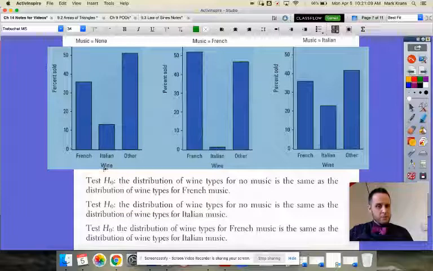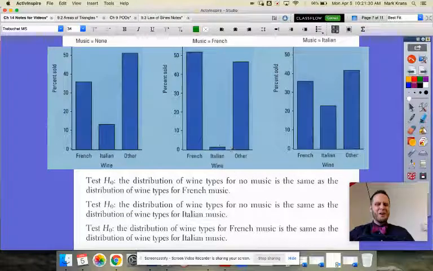But you can see wine ordered when there's no music playing, French music playing, Italian music playing, okay? And it looks like there's a difference in these distributions, right? The Italian column is fluctuating a lot. The French column goes from 35 up to 52, back down to 35%, okay?